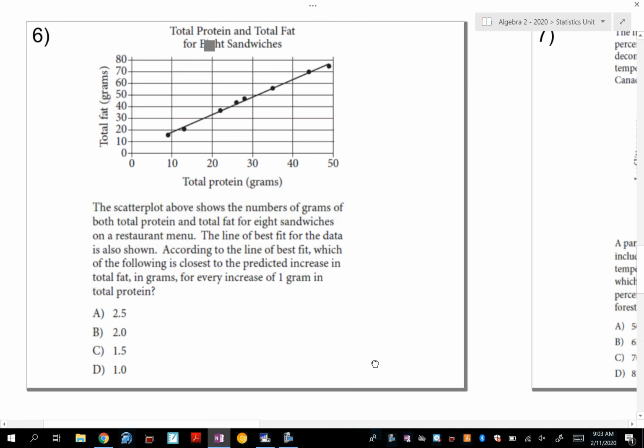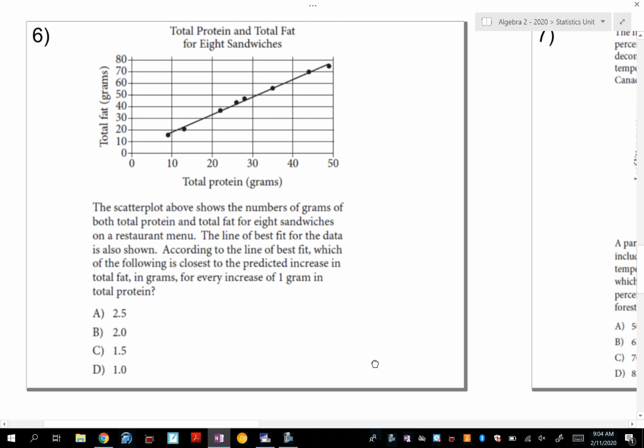Okay, so in number 6, they don't actually give you the line of best fit as an equation. Now they've got it on the actual scatter plot. So this is talking about the total protein for 8 sandwiches in grams. It explains the total fat of these 8 sandwiches in grams. You can see it's very tightly clustered around the line, so very strong. There's only 8 data values, so obviously it's a little tough to see here. It would be great if we had more.